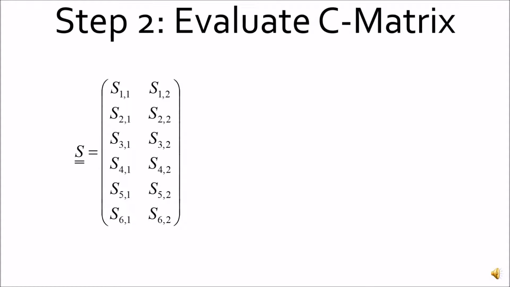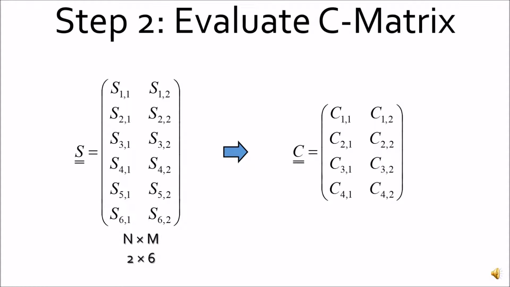Okay, so next thing is to evaluate the C matrix. So we have a set of data points, which are n by m dimensions. In this case that's 6 by 2, and we need to create what's called the C matrix. So the C matrix, as I mentioned earlier, has the same number of columns as the original set of data, but it has 2 fewer rows, and that will become clear why that is the case very shortly. So in our case, we have n minus 2 by m, which of course is 4 by 2.